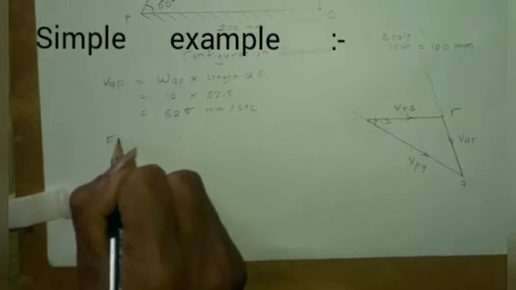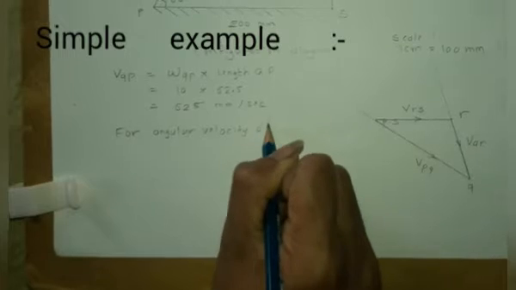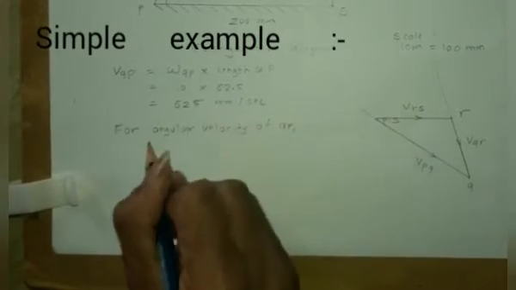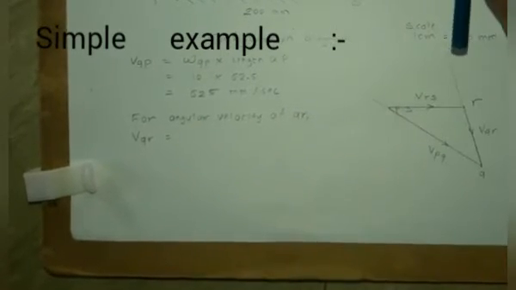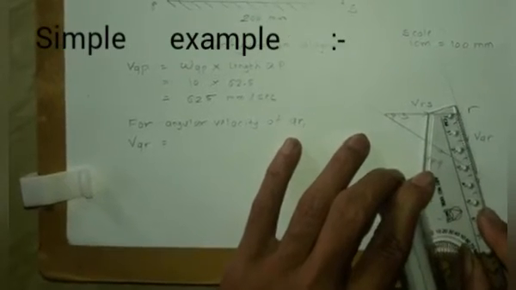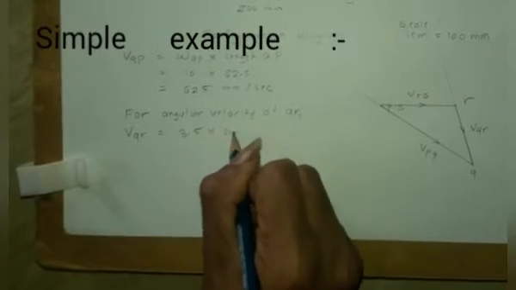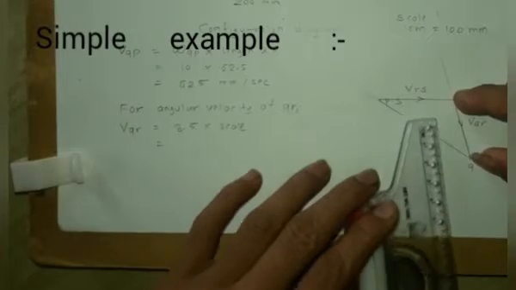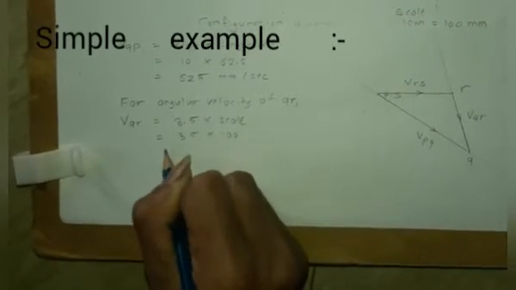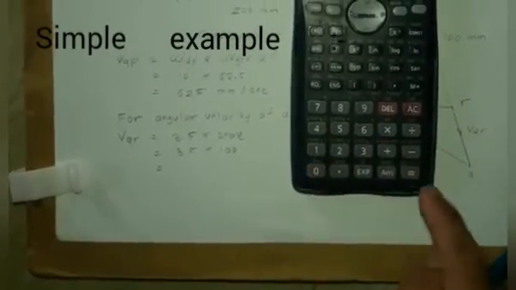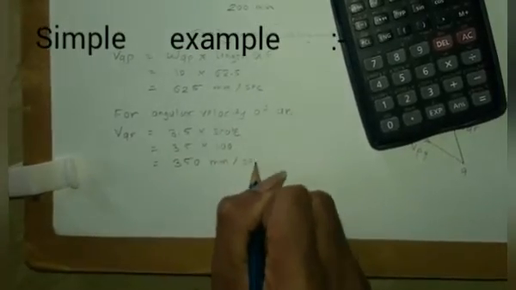Now for the angular velocity of QR. VQR equals 3.5 into scale, where 3.5 is the length of VQR, so it equals 3.5 into 100, 350 mm per second.